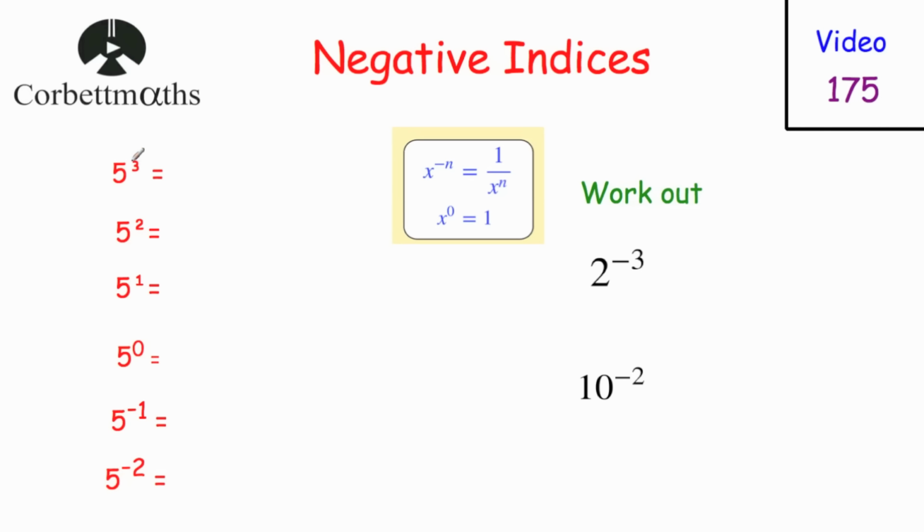So 5 cubed, well 5 times 5 times 5 is 125. 5 squared, well that's 25, 5 times 5 is 25. 5 to the power of 1, well that's just a 5, so the answer would be 5. Okay, next we've got 5 to the power of 0. Well, 5 to the power of 0 is 1.